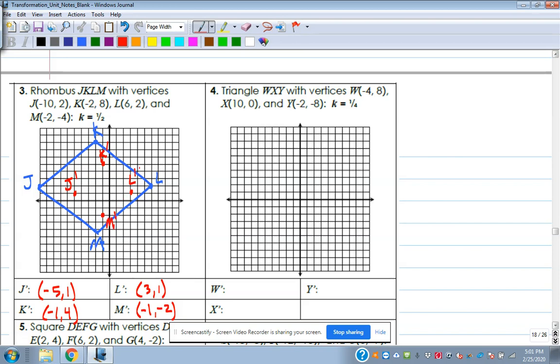And there we have the... that's, you get the idea. So dilations enlarge or reduce by multiplying the ordered pairs by the scale factor that's given. Okay. Questions about that part?